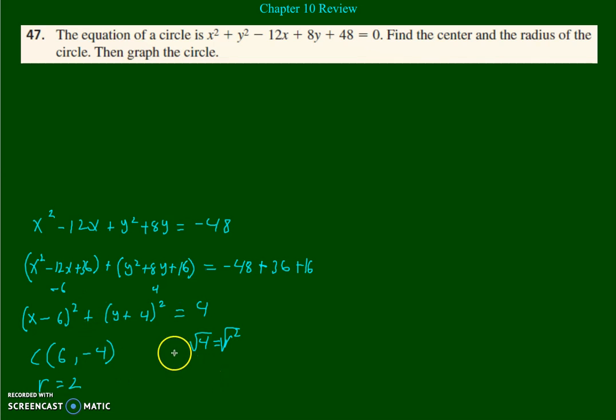And that's how you perform this conversion. Completing the square twice, creating our binomial squared, which gives us our center point, which is always opposite sign. So positive 6, negative 4, and the square root of this value is our radius. And let's move on to problem 48.